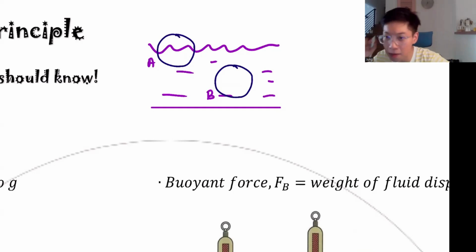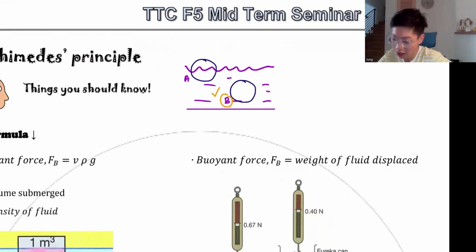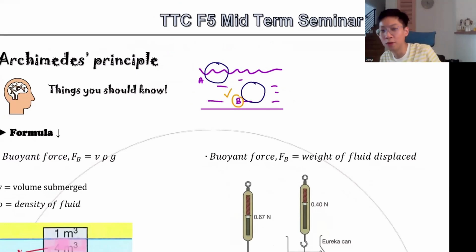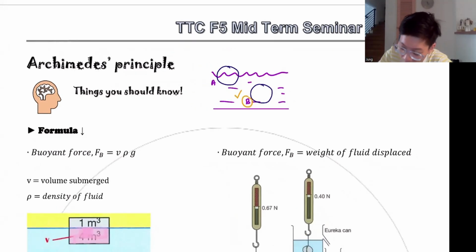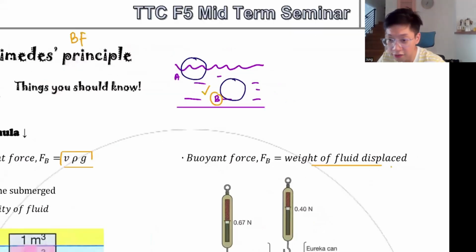Okay, the answer might surprise you. Which has more buoyant force? The answer is B has more buoyant force, not A. A lot of people don't know this. Archimedes principle, which is your buoyant force, has a formula: V rho g, and it is the weight of fluid displaced.